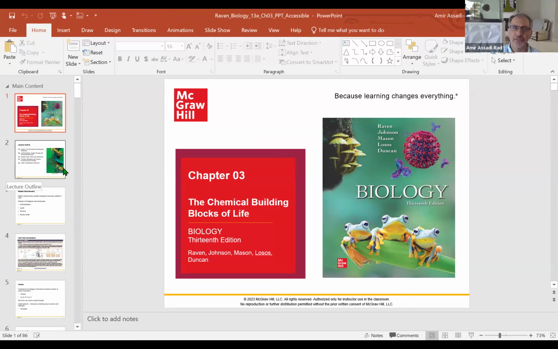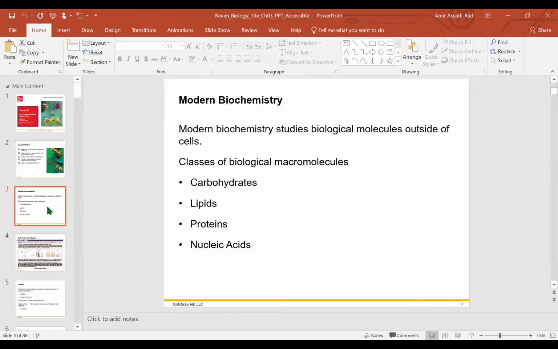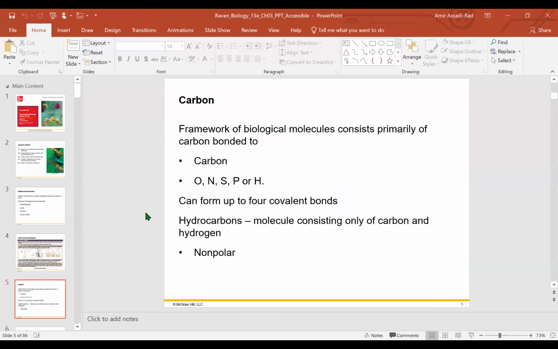I want all of the hydrogens and carbons drawn. Okay, thank you. So we talked about these things last time. The carbon is the framework.